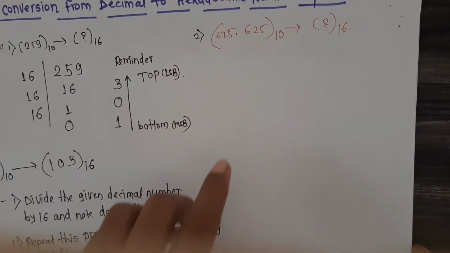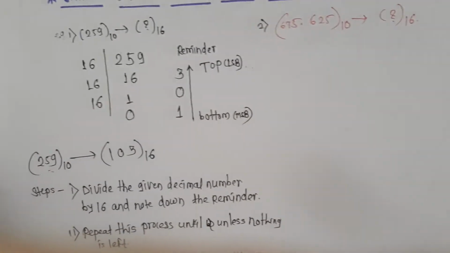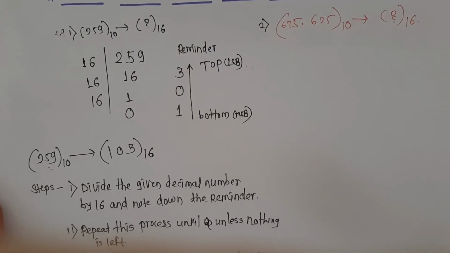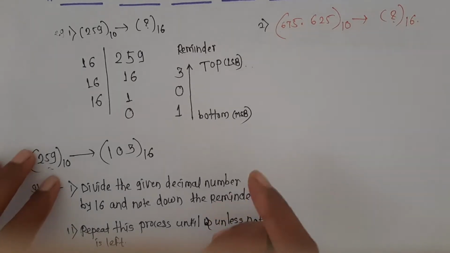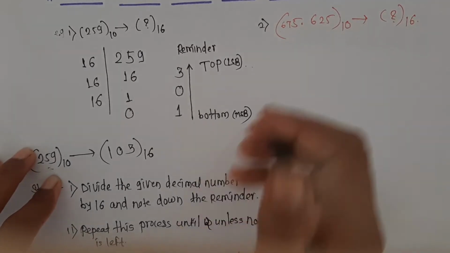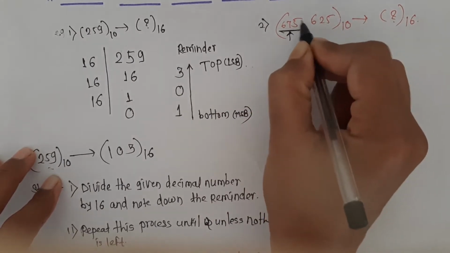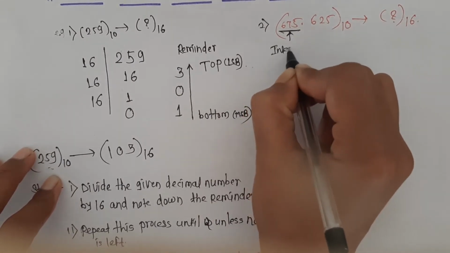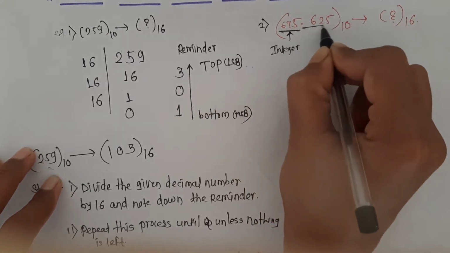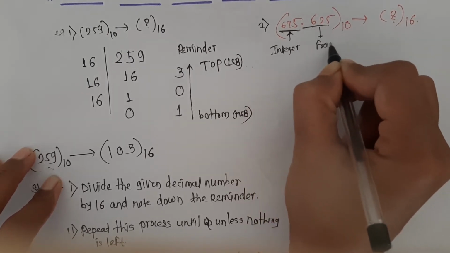But if the number is given with a fractional part, then we will see what the process is. In a fractional number, two parts are present. The first one is the integer part, because it is present before the point. This is the integer part, and from this point onward it is the fractional part.